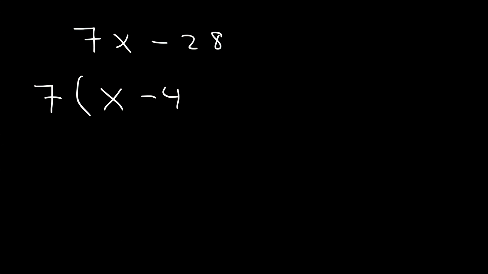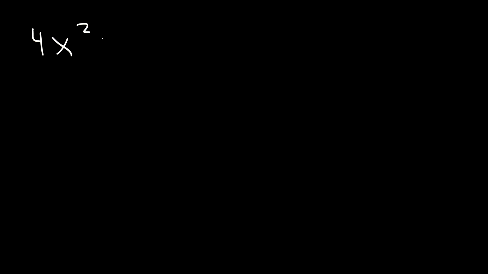Try this one, 7x minus 28. Go ahead and factor this binomial by removing the GCF. So 7x and negative 28 are both divisible by 7. 7x divided by 7 is x. Negative 28 divided by 7 is negative 4. And so that's the answer. Now go ahead and try these two problems.